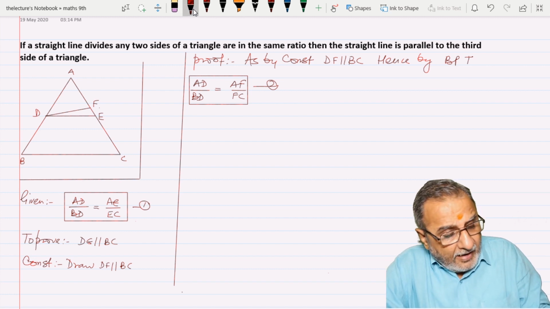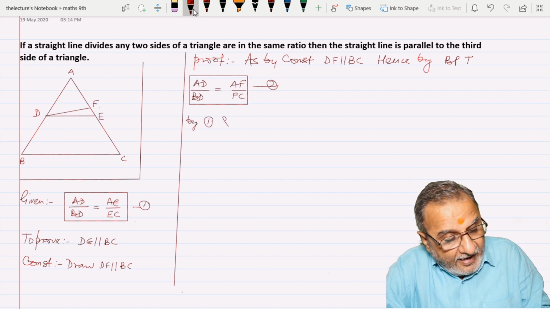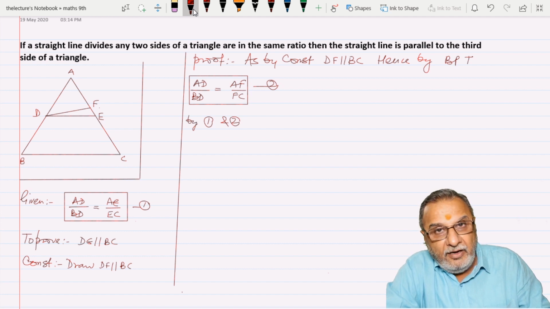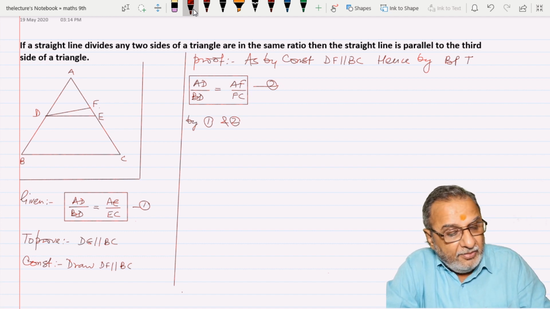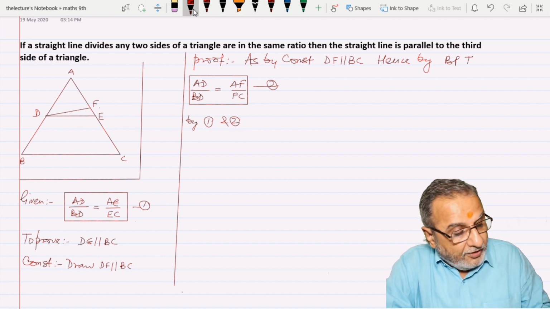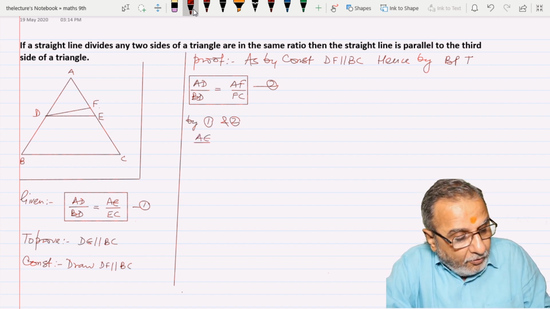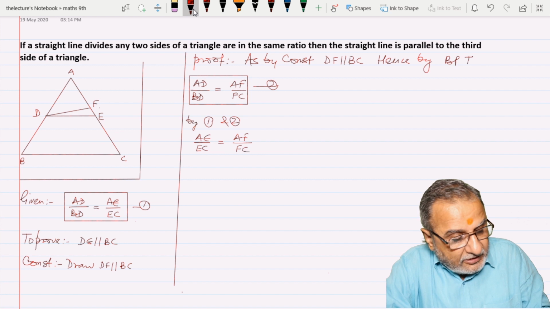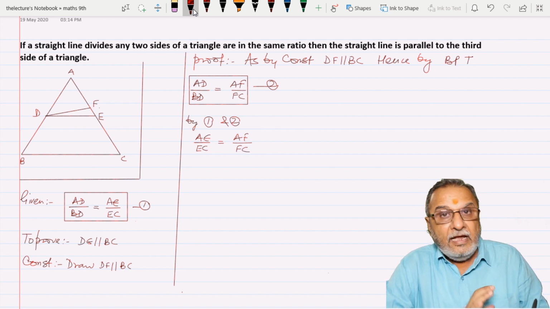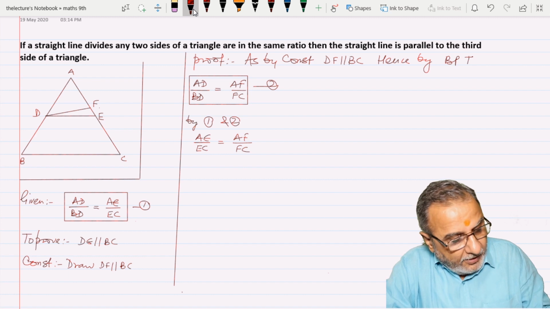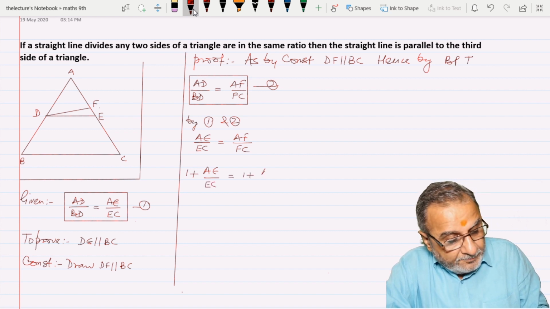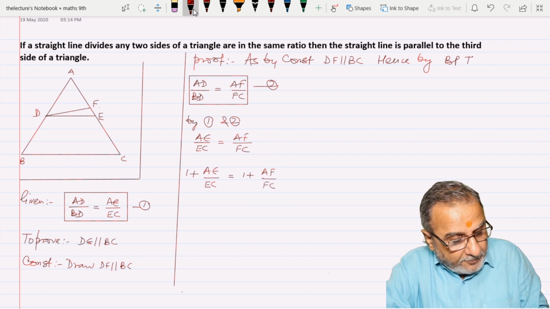So now by 1 and 2, what exactly did we get? In 1 we have AD upon BD, and in 2 we also have AD upon BD. That is why by 1 and 2 we got AE upon EC equals AF upon FC. Very simple. Adding 1 to both sides, we get 1 plus AE upon EC equals 1 plus AF upon FC.